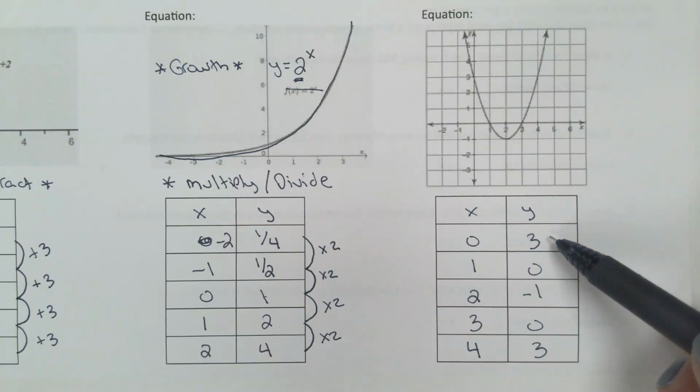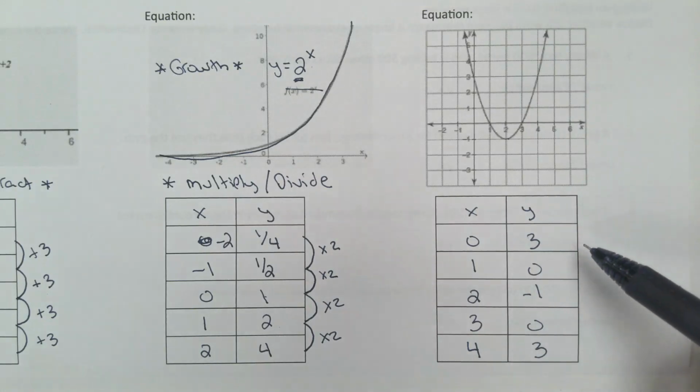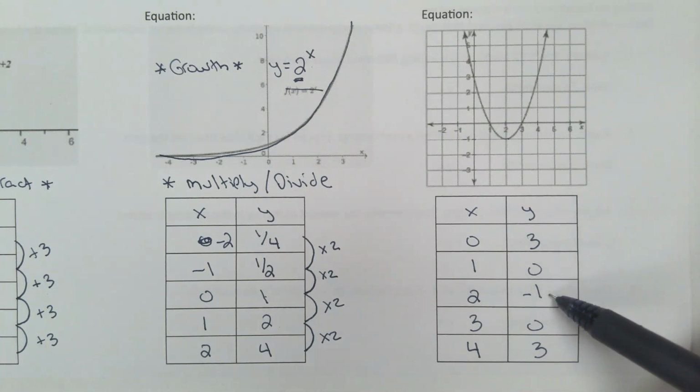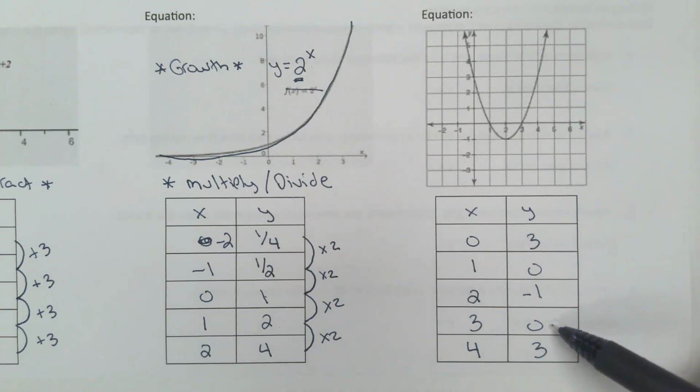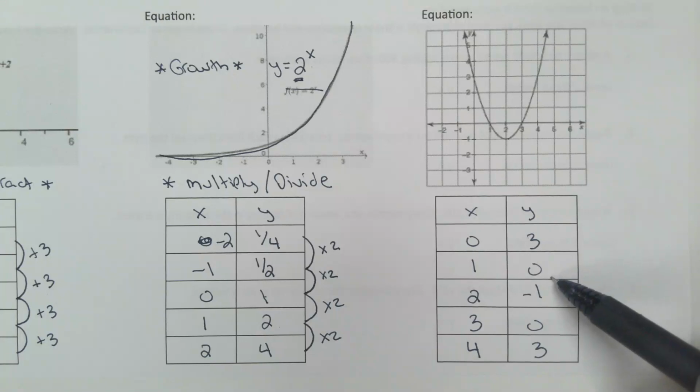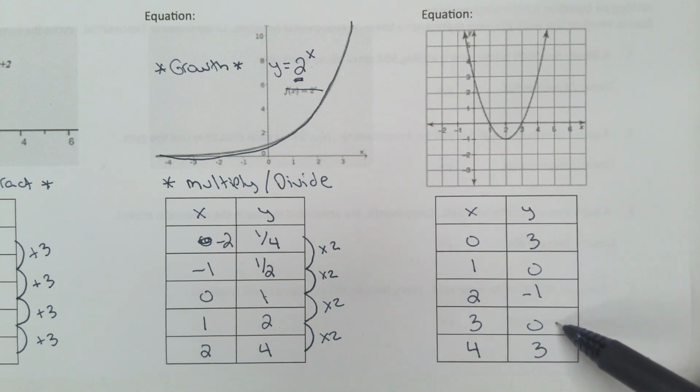Can I add, subtract, multiply, or divide to go from 3 to 0? And can I do that same thing to go from 0 to -1? Can I do that same thing to go from -1 to 0? No, it is failing me. So to go from 3 to 0, you would have to subtract 3. And then here you would have to subtract 1. But then I would have to add 1. And then I would add 3. So I cannot find a pattern.